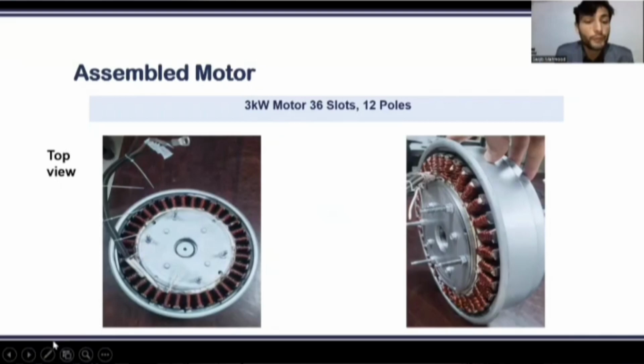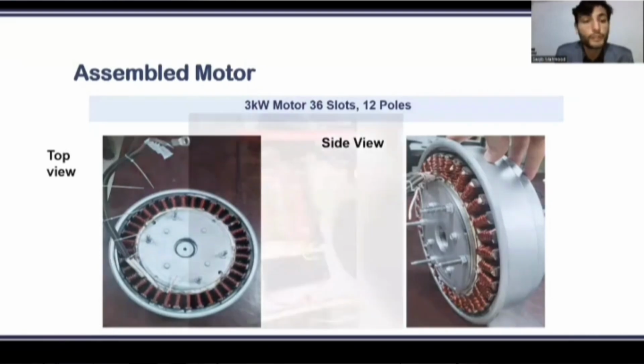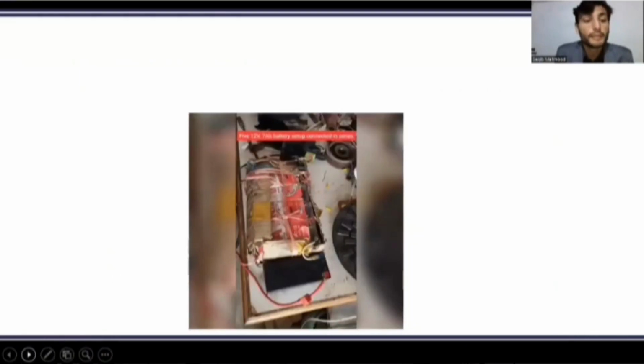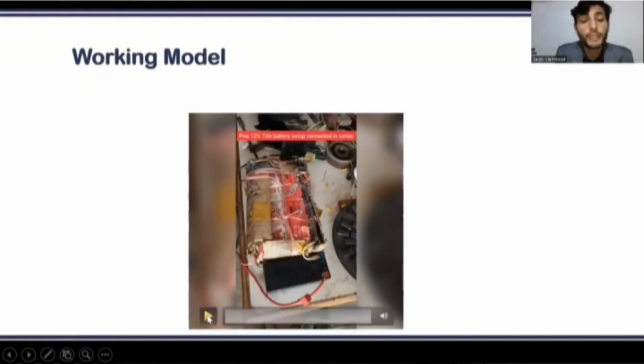So this is the top view, and the other one is the side view of the motor. And this is the working model. We actually captured the video of our working model, in which we have discussed everything. Let's see.